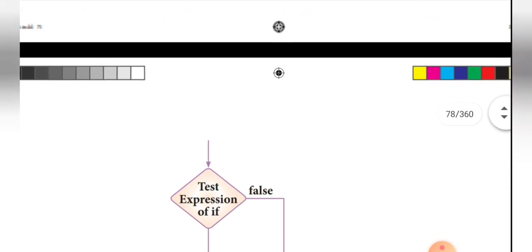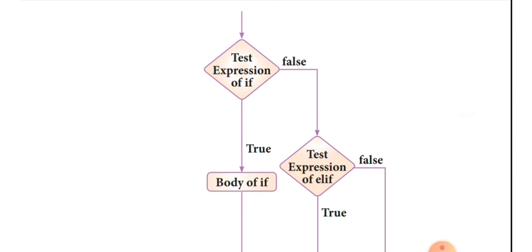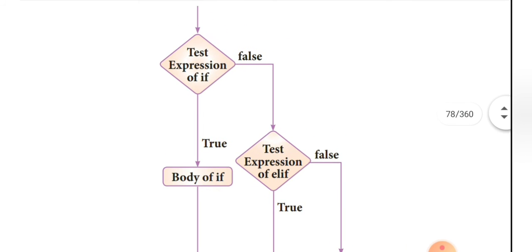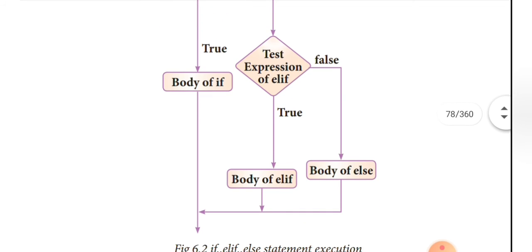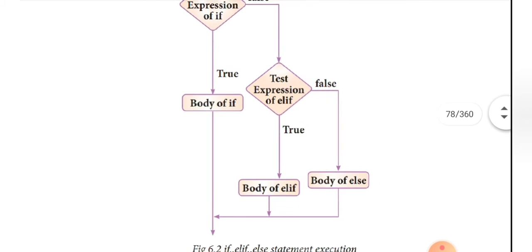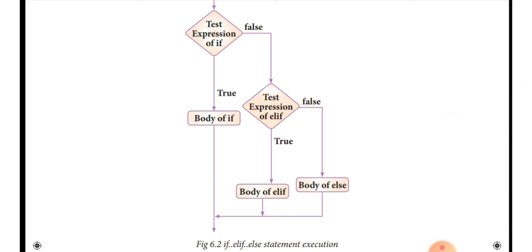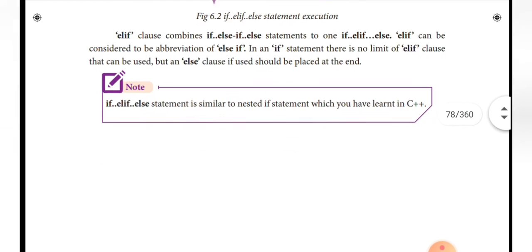Okay, now we can see the flow chart for the if statement. It first checks the condition. When the condition is true, the body of the if statement is executed; when the condition is false, it goes to the next test expression. When this condition is also true, it executes the body of that statement, otherwise it goes to the body of the else statement. So this is the execution process for the if-else statement. Now you can see the example for this one. Is it clear to all?